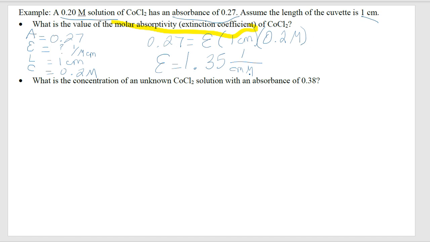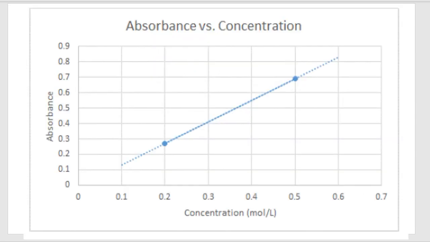All right. The next bullet point says, what is the concentration of the unknown cobalt chloride solution if the absorbance now is 0.38? So in this case, they want us to figure out an unknown concentration based on the same exact graph, right? If we look at our graph here, that extinction coefficient is essentially our slope. It's telling us the relationship between concentration and absorbance every single time for cobalt chloride. And so our slope can be replugged in for this next example.